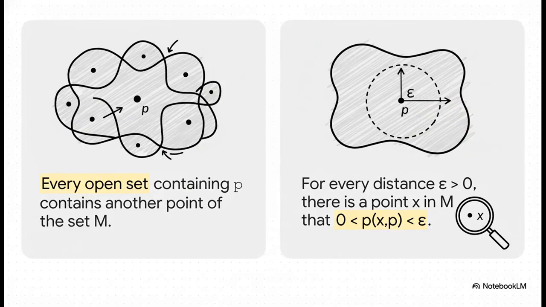I mean, just look at the difference here. On the left, in general topology, defining a limit point is all about these abstract open sets. But on the right, in a metric space, it's crystal clear. It's saying a point P is a limit point if, for any tiny distance epsilon you can imagine, you can always find another point from the set that's even closer. That vague idea is replaced by a concrete measurement. That's the power a metric gives us.